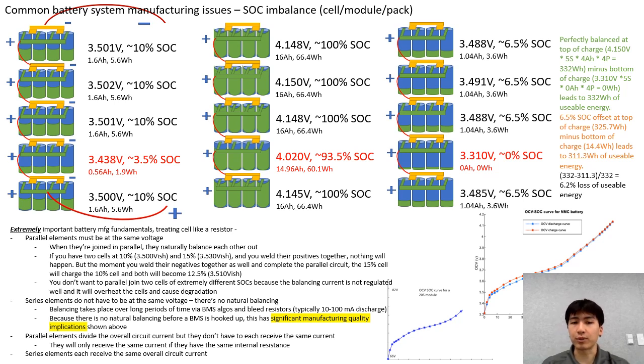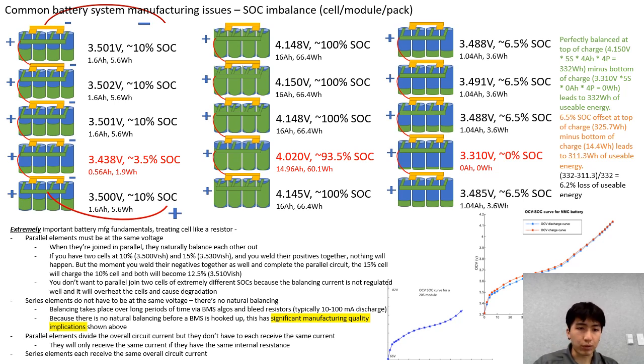The reason is that if a cell is high resistance, it receives less current. If a cell is low resistance, it receives more current. This is true because of Ohm's law, V equals IR. If your R is higher, your I has to be lower because I and R are inversely related at a given voltage.